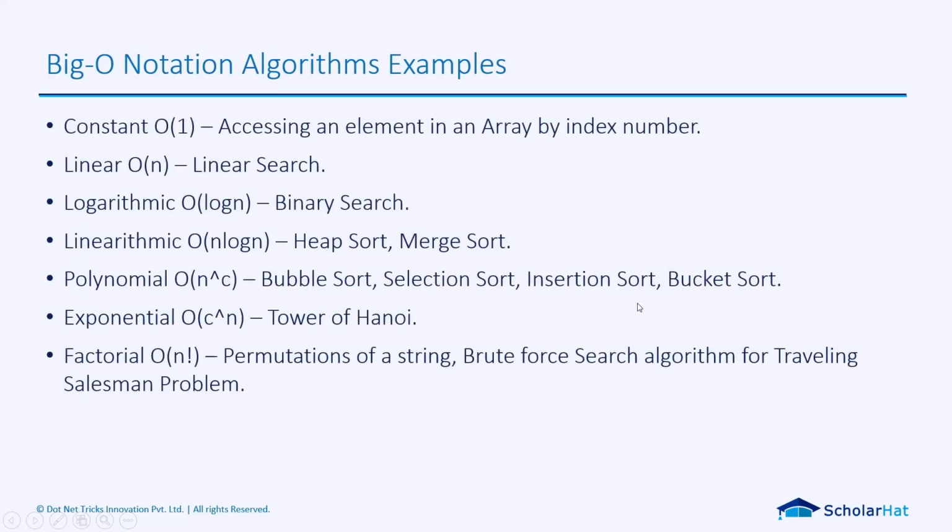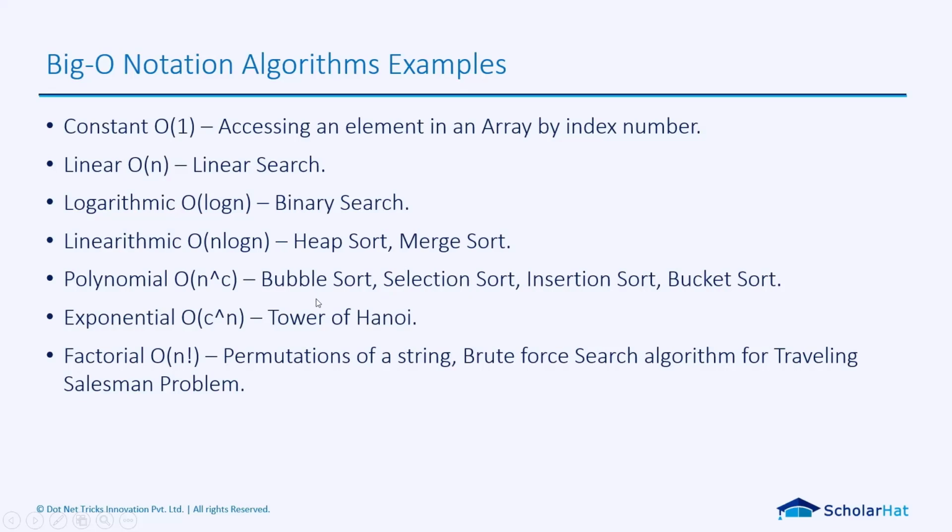Now, big O notation algorithm examples. We'll go through the revision one by one. First up, O of n: accessing an array element at an index. Linear search is going to be O of n. Binary search is going to be O of log n. We're going to solve each and everything one by one, no issues. O of n log n is going to be heap sort, merge sort. And polynomial O of n to the power c: bubble sort, selection sort, insertion sort, bucket sort, everything is going to be O of n to the power c.